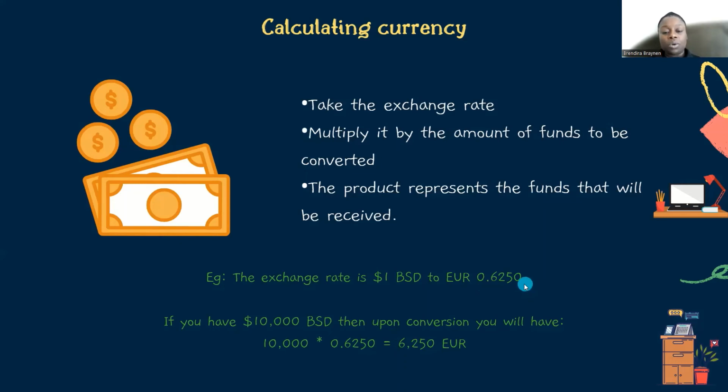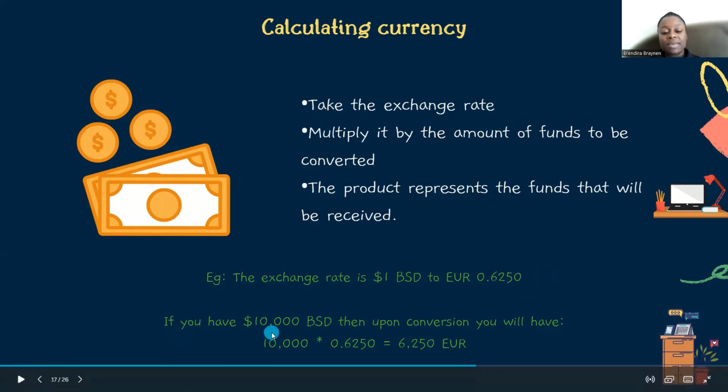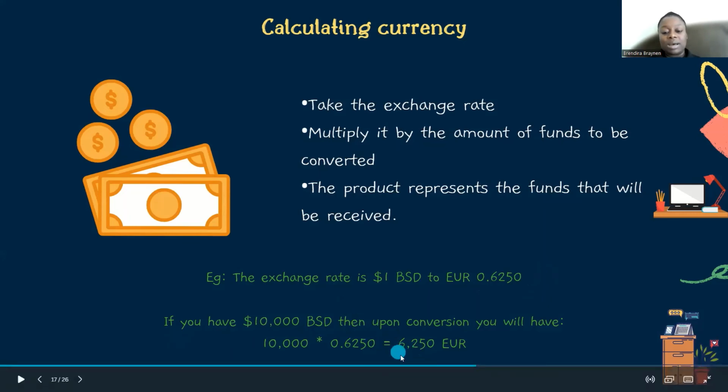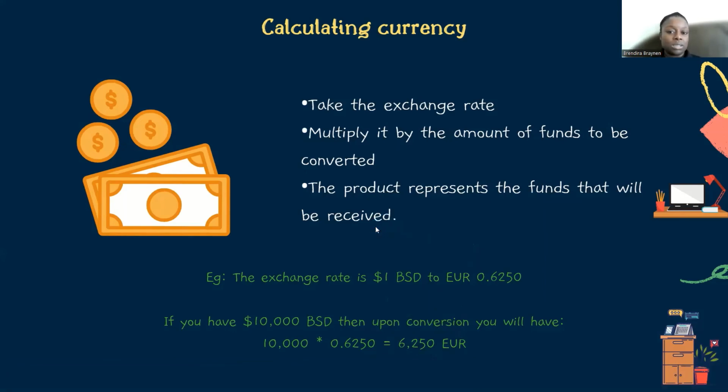And so normally it requires you to calculate how much you're going to carry based on the new currency. In this example, if I have $10,000 Bahamian dollars, BSD, that I'm going to carry with me to Europe, and you're spending euros, then upon conversion, when I take my $10,000 to the bank and ask them to give me euros in exchange, they're only going to give me 6,250 euros because that's the value of the euro compared to the dollar. And so each currency has a conversion rate. You can find them very easily on the internet.